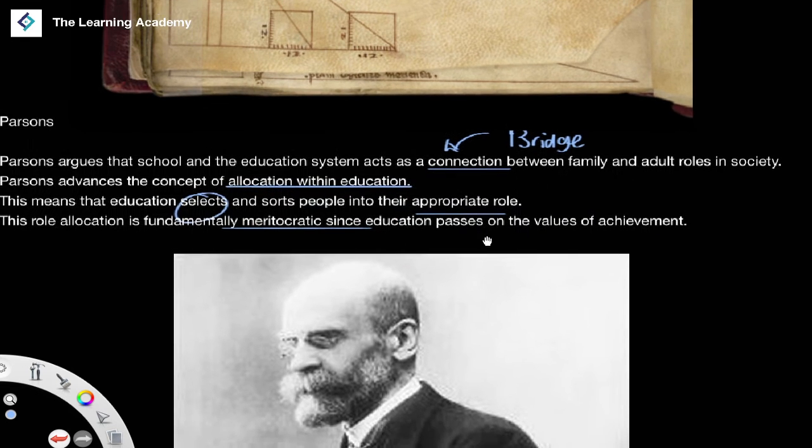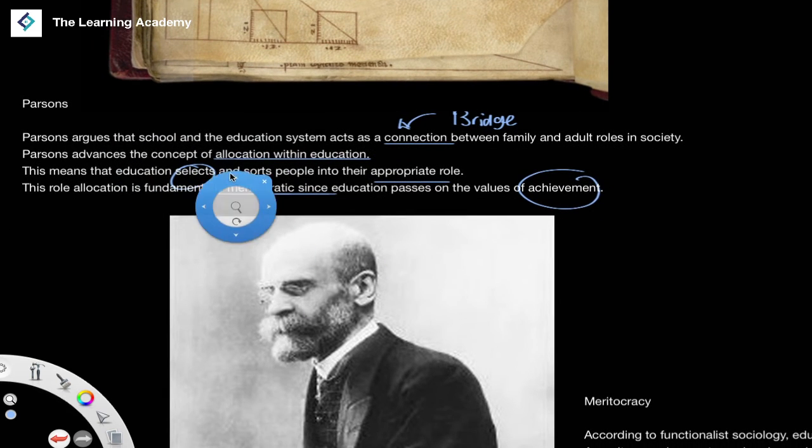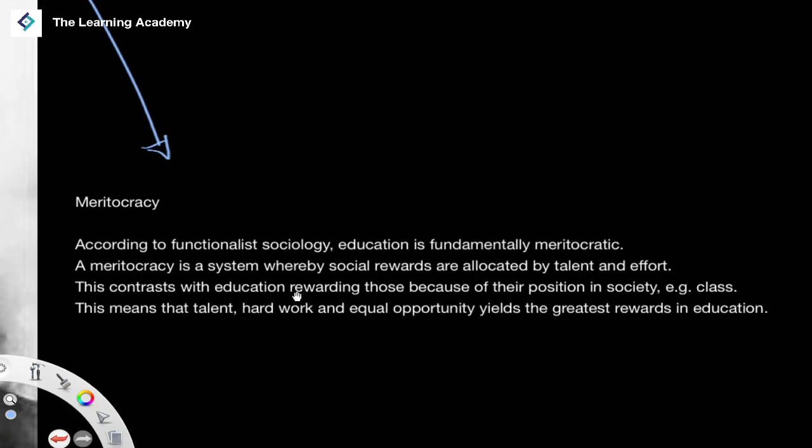And since education passes on values of achievement, if you work hard within education, you're expected to achieve well, and therefore have a higher status within the workplace, or perceived status at least, broader in society. And this does bring in an interesting question about meritocracy. Meritocracy is something that we're going to talk about a lot when we're talking about functionalism and other sociological theories, and it's important to get an understanding of what meritocracy means right now, especially within the context of education. According to functionalism, education is fundamentally meritocratic.